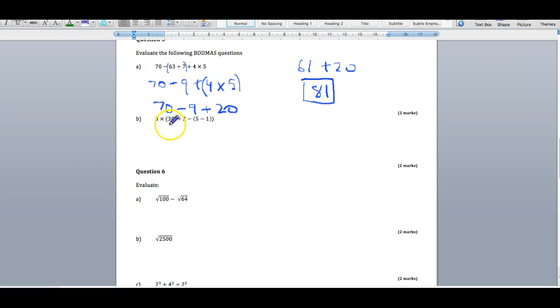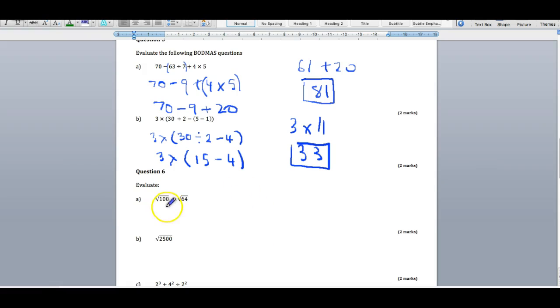Okay, 3 times, oh, we've got a bracket here, and then we've got another bracket. Okay, so we do the middle bracket first. We do this hug first. So we have 3 times, you can actually do the 30 divided by 2 now, but we'll just leave that for now. So 5 minus 1 is 4. 3 times 30 divided by 2 is 15 minus 4. And then we have 3 times 15 minus 4 is 11. And 3 times 11 is 33.